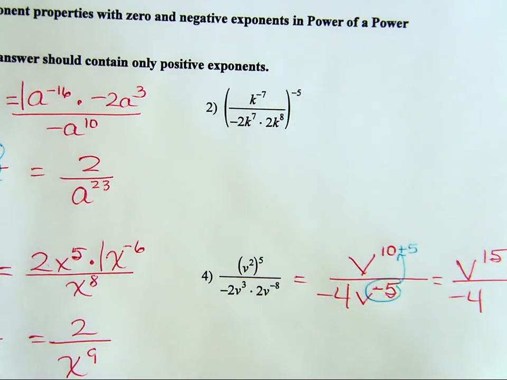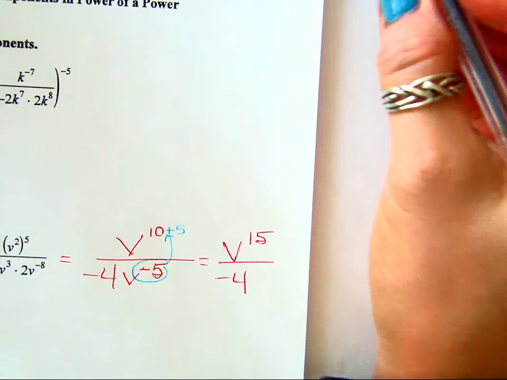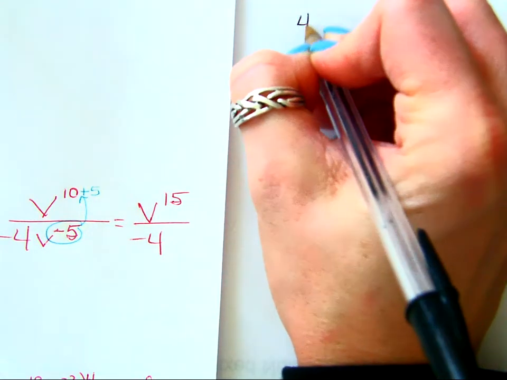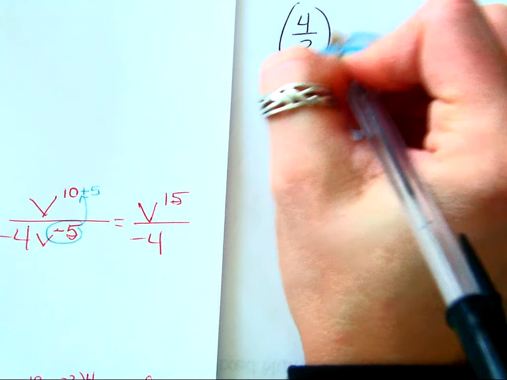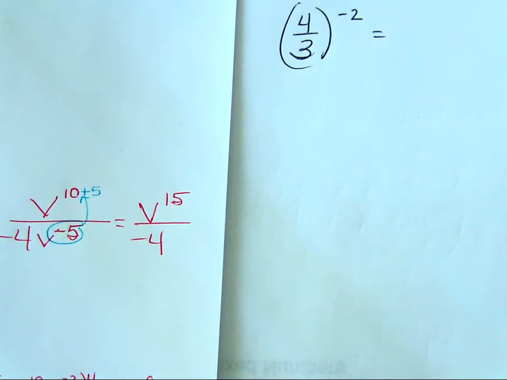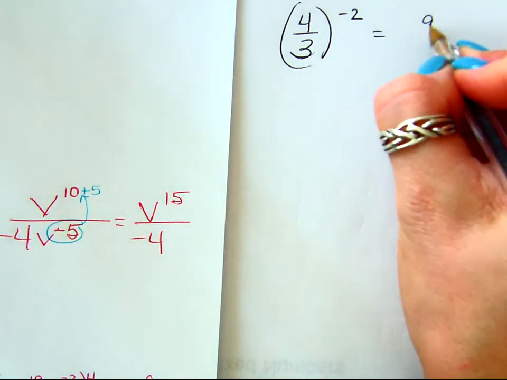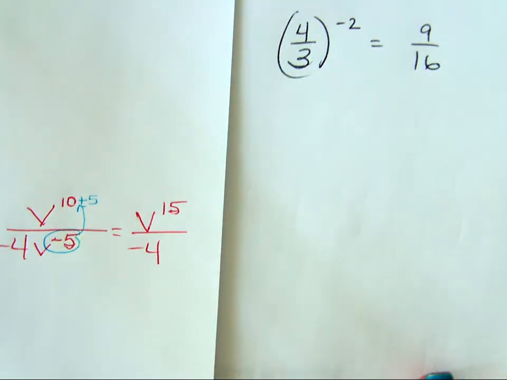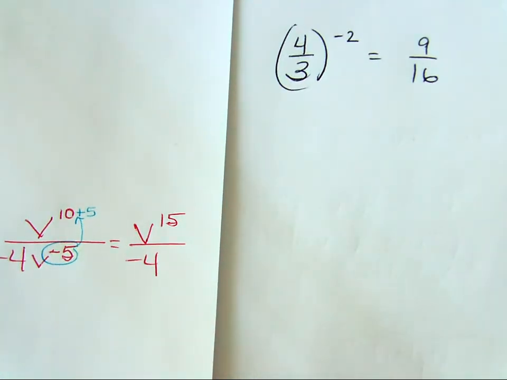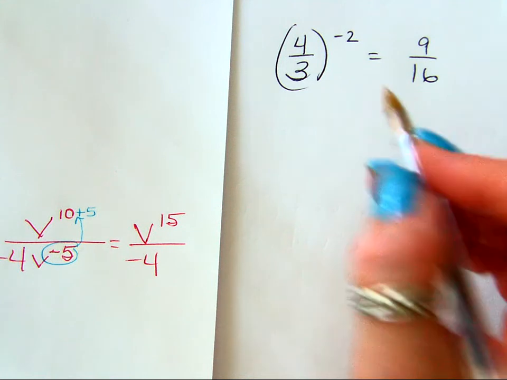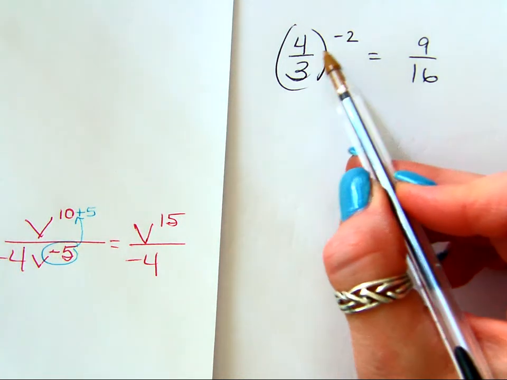Do you remember that little trick that I taught you yesterday about when you're raising a fraction to a negative? I'll refresh your memory a little bit. We did 4/3 to the -2nd power, and the answer ended up being 9/16, right? So if it was 4/3 to the +2nd power, it would have been 16/9, right?